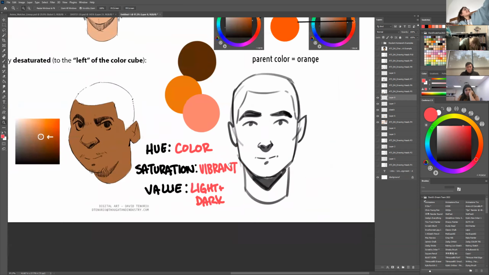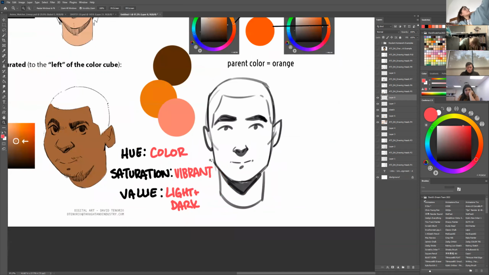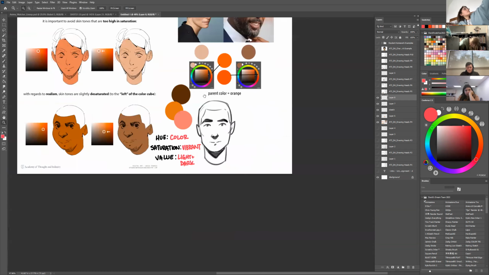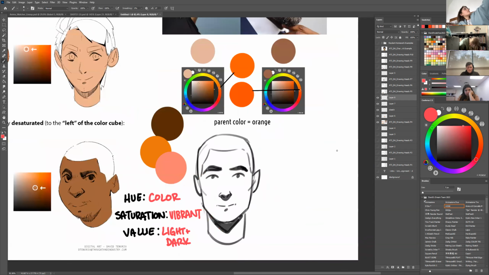So saturation is how vibrant something is. So what we're actually saying up here when we said don't color your character orange or hot pink, again, you can do that, it's fun, there's cartoons, but deep down with realism, don't make things so vibrant. Skin color is actually not that vibrant.